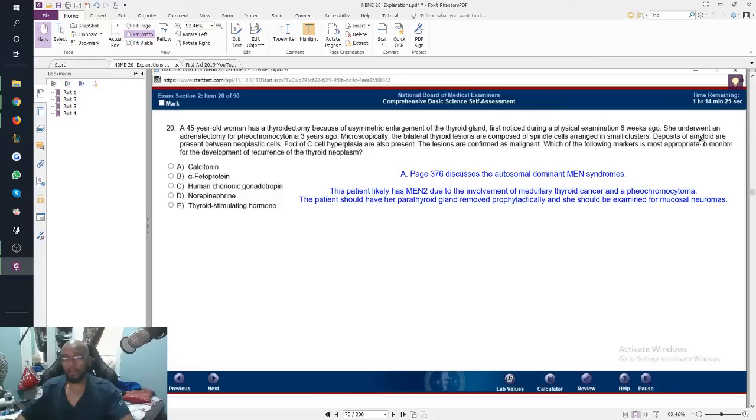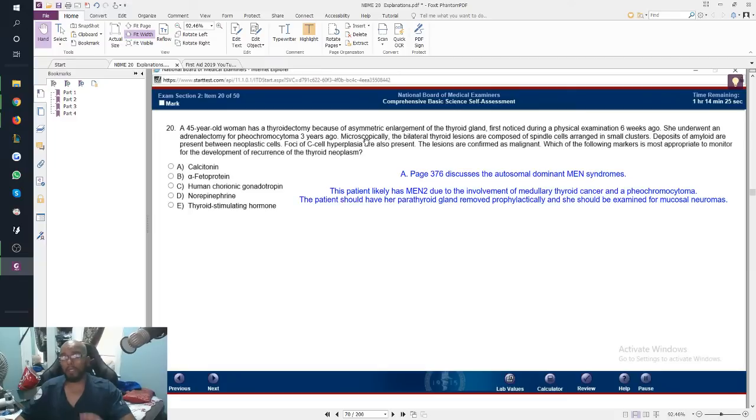Deposits of amyloid are present between neoplastic cells. Foci of C-cell hyperplasia are also present. The lesions are confirmed as malignant. Which of the following markers is most appropriate to monitor for the development of recurrence of a thyroid neoplasm?